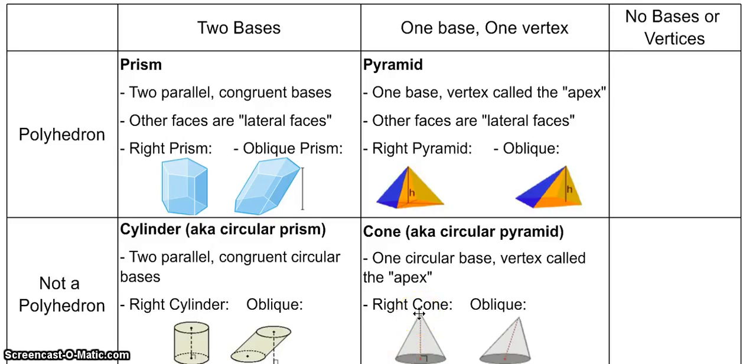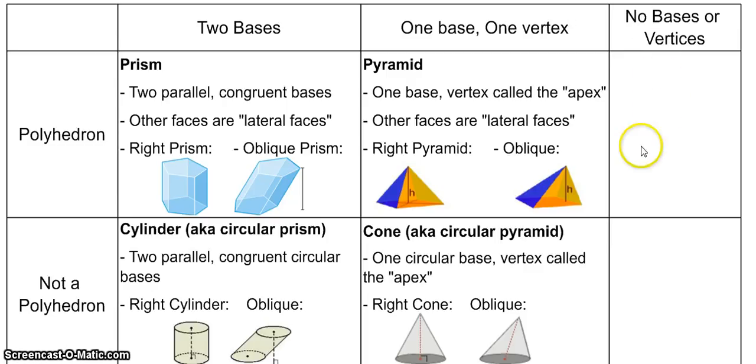Just like all of the other shapes we've worked with so far, they can be considered right or oblique. Again, right if the center of the circle is directly below the apex, and oblique if it is not. Another way you can tell is if the segment from the apex down to the center of the circle forms a right angle with the circular base. If it doesn't form a right angle with the circular base, it's oblique.